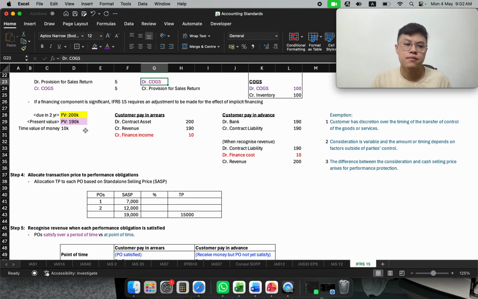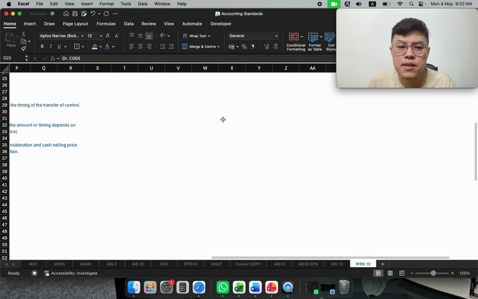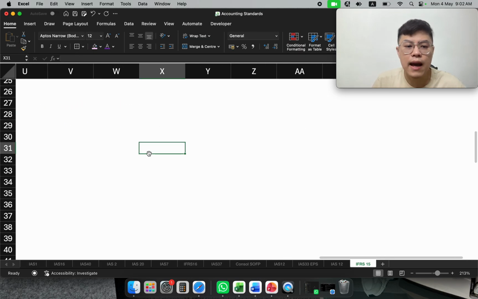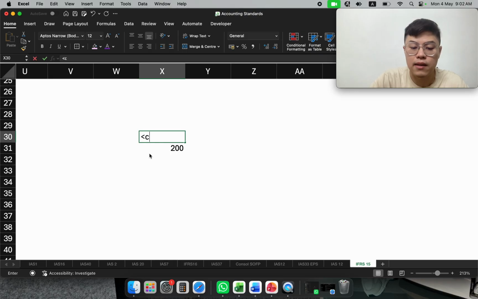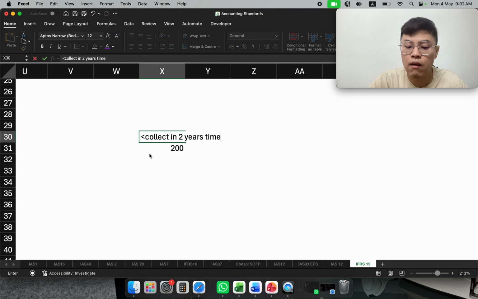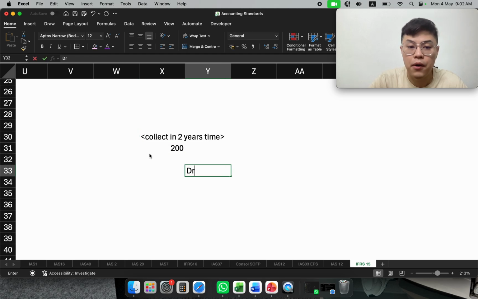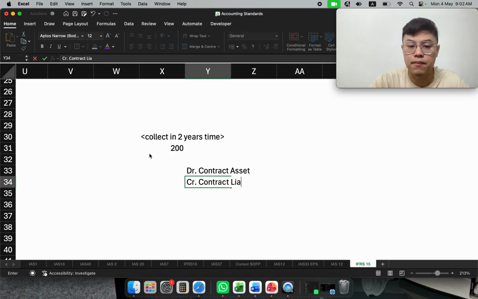If today I give you a simple scenario, you are selling an item at 200,000, and this is going to be collected in 2 years' time, how are you going to record the amount? You are going to debit your receivable, or we call it contract asset because it's long term, and we are going to credit my contract liability.